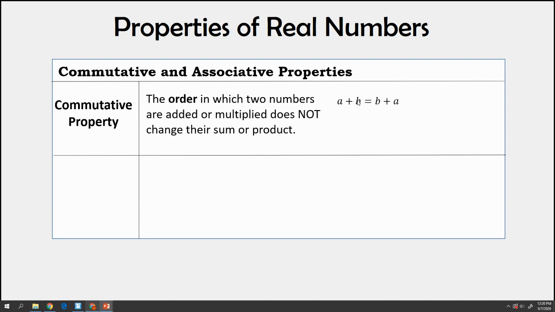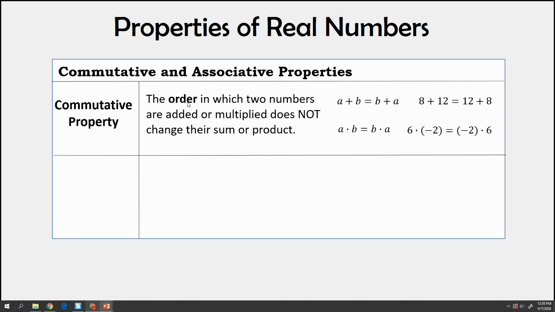So if you add A plus B, that's the same thing as adding B plus A. And what you want to do is look from the left side of the equal to the right side of the equal. What's different? Well, the order's changed. Order is commutative. 8 plus 12 equals 12 plus 8. Again, look at the left side of the equal sign and the right side. What's different? We change the order. Same with multiplication. A times B is the same thing as B times A. 6 times negative 2 is the same thing as negative 2 times 6.